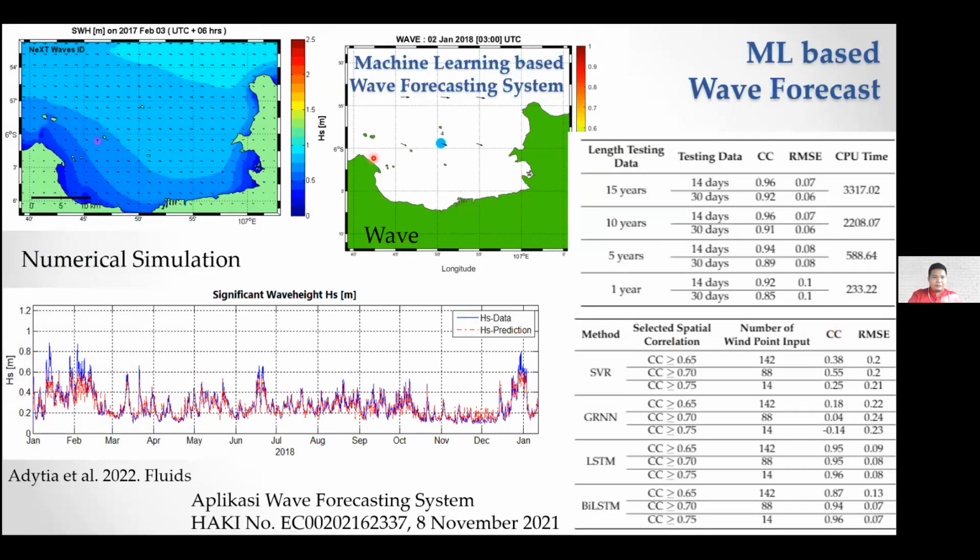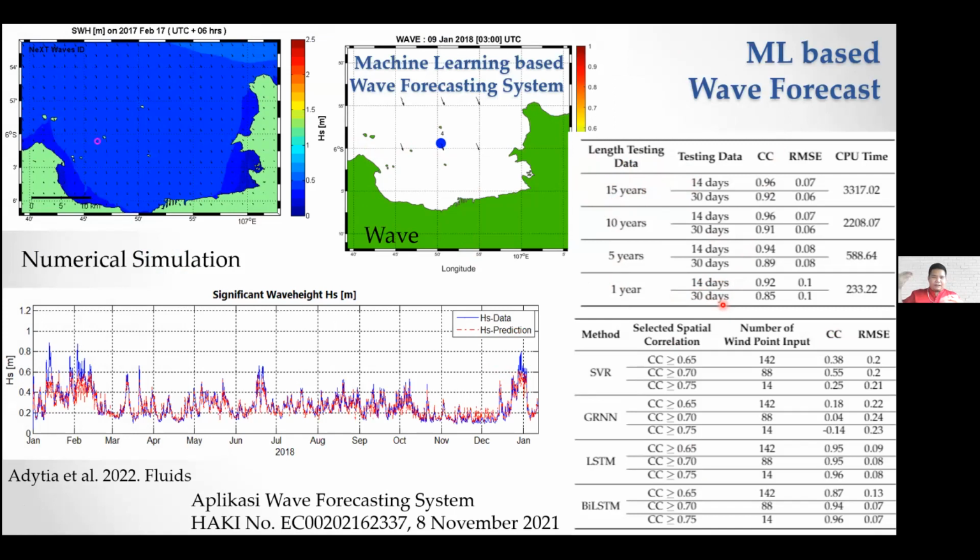We are simulating it here and also investigating it. This is 15 years of data, and 1 year of data, and we are trying to forecast 14 days and then 30 days. So this machine learning is processing the wind field into a wave field using deep learning.